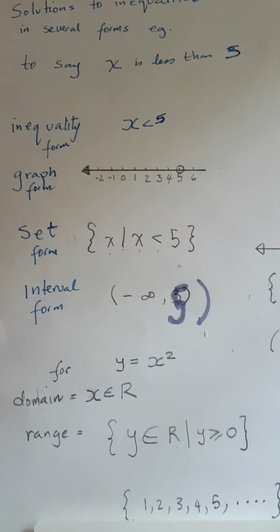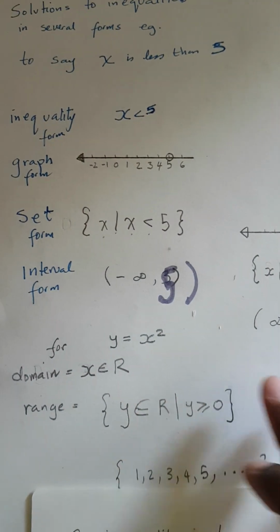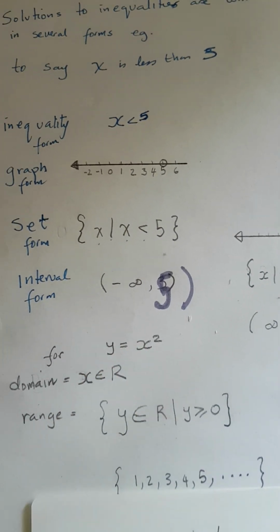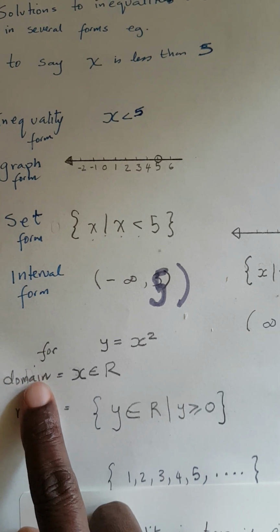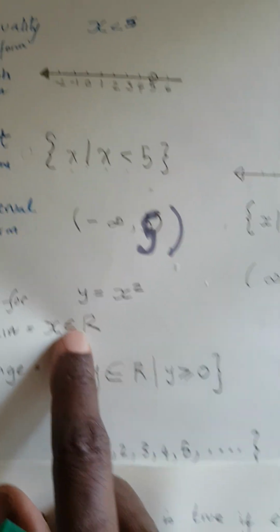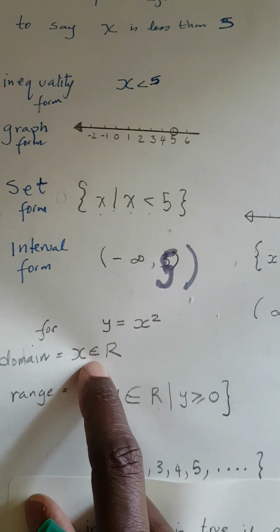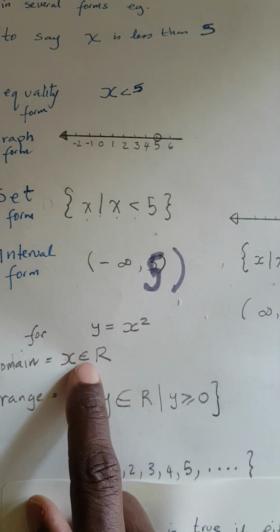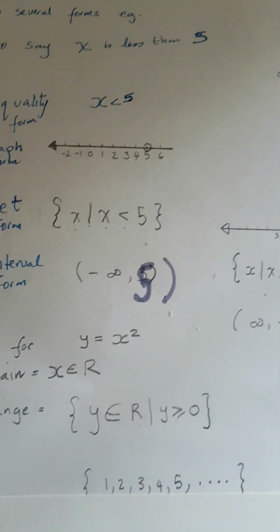So say you wanted to give the domain and range for the function y is equal to x squared. The domain would be the set of x. This little funny e stands for, you could say, is an element of. x is an element of the real numbers.